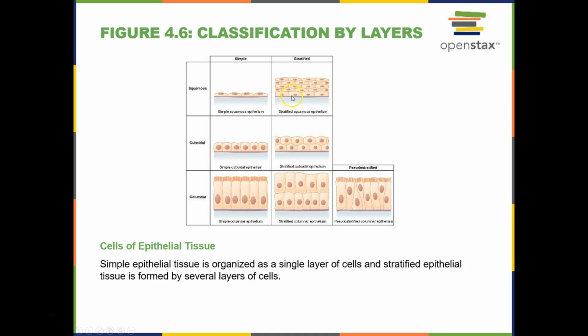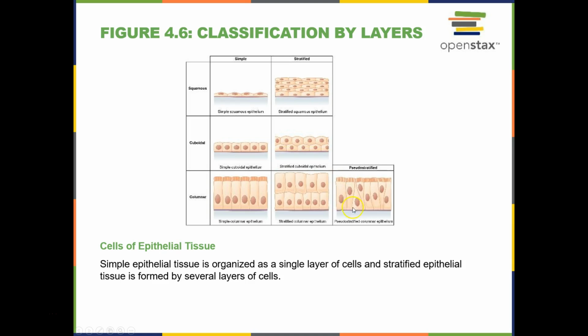So if you look here, you see that the bottom layers are more cuboidal than they are flat, because in stratified squamous epithelium, the only layer that has to be flat to be squamous is the top apical layer. The lower layers tend to be more cuboid in shape.